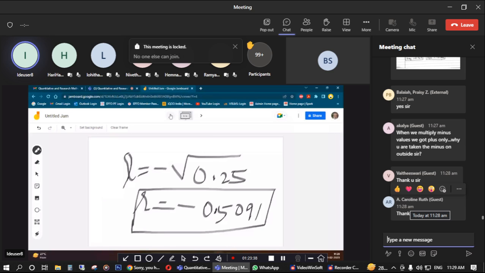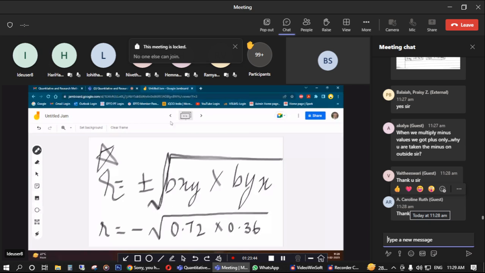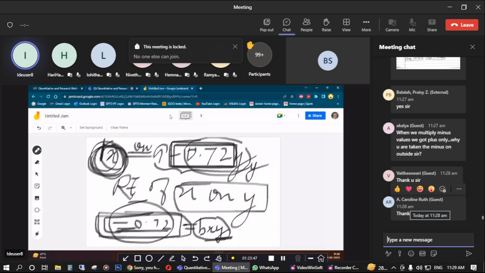You see here, what is the R value? Minus 0.5091. What is the equation? My equation here is X on Y.